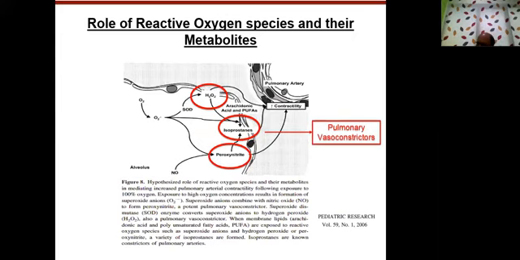Why is this so? A lot of studies show that oxygen is no longer considered a safe gas, because it induces free oxygen radicals and causes reactive oxygen species. They are all potent pulmonary vasoconstrictors. They include isoprostane, peroxynitrates, and hydrogen peroxide. So they cause the pulmonary vascular bed to constrict and further increase the pulmonary hypertension.